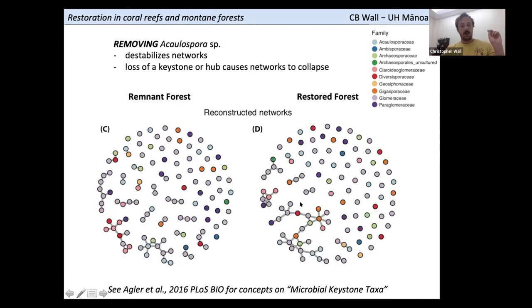And if we removed those keystone taxa, we more or less find that the whole network of these microbes, these mycorrhizal fungi in the soils, becomes destabilized. More or less, you don't see any of those connections anymore, and the networks don't function. And so what we interpret this as is that these members are very important, but in the restored forest, the networks are behaving in a slightly different way because of the different communities that are found inside the soil.